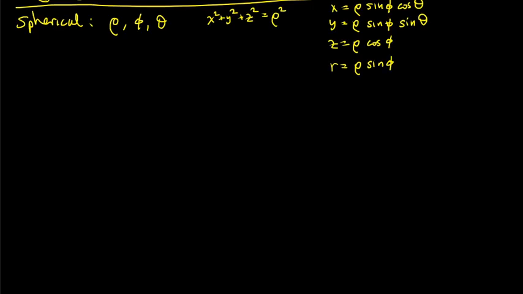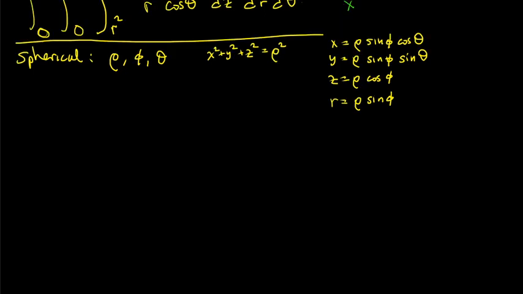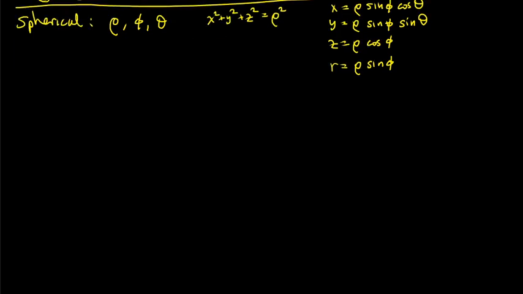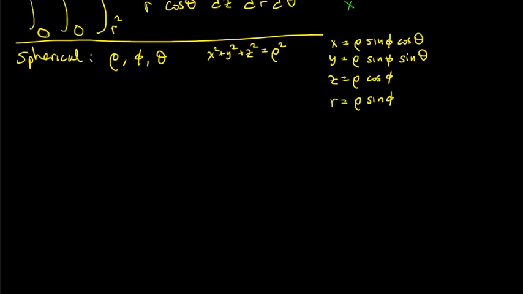Okay, so spherical coordinates, right? We have rho, which is the distance from the origin, phi, which is the angle with respect to the z-axis, and then theta is the angle that goes around the xy plane, measuring from the positive x-axis being theta equals 0. And then here are some conversions. x squared plus y squared plus z squared is rho squared. And going from spherical to rectangular, it's just the usual that you have on your formula sheet.